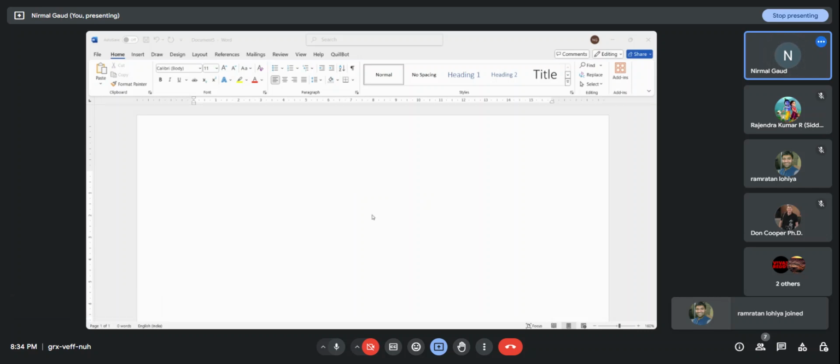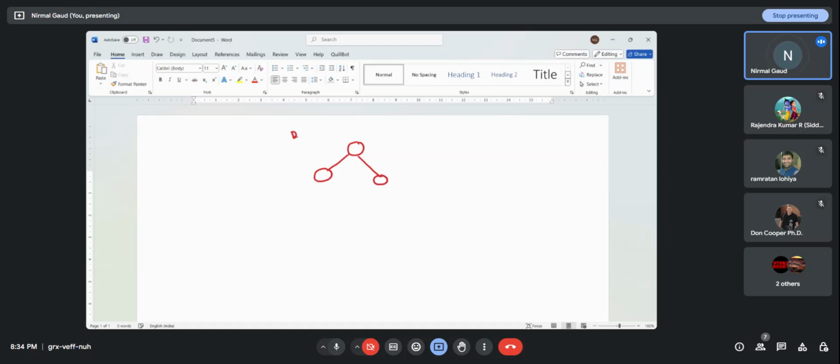That means if we talk about neural networks, or if we talk about decision trees in machine learning, a decision tree is also a kind of graph, where we have a root node and then we have leaves. So a decision tree is also a graph, and a tree is a special kind of graph where we don't have any closed circuit.